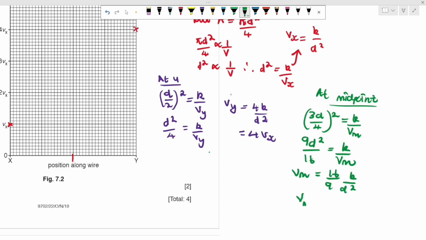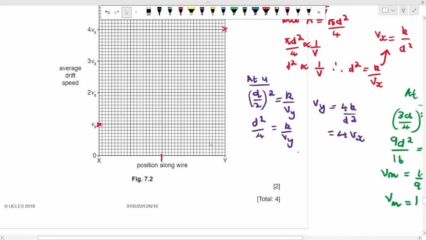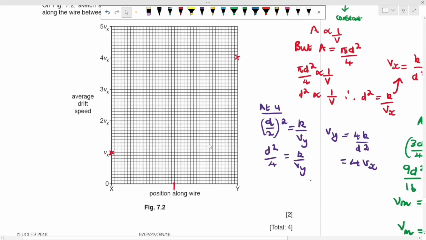So your velocity at the middle will just be 16 over 9. If you punch that in your calculator, that's going to be 1.777, going on and on. So if I'm going to go here, it means that at my middle point here, I'm going to have 1.7. So if I go here, it's going to be here.